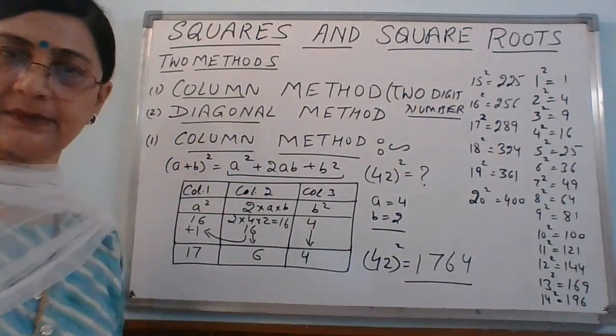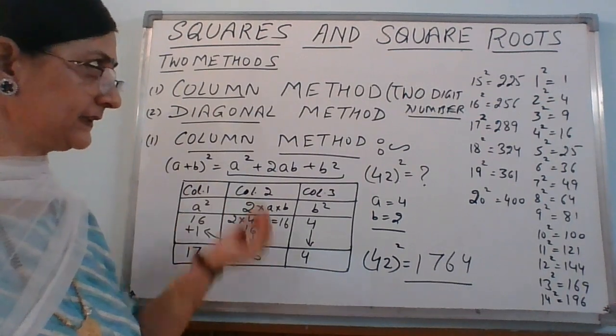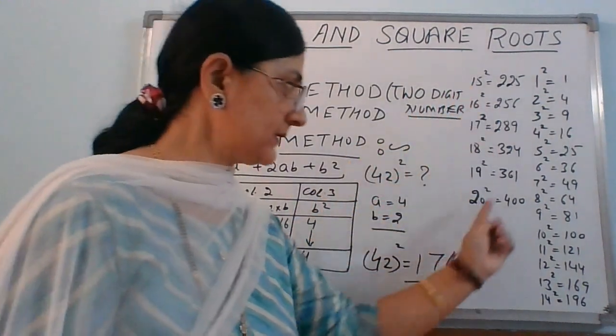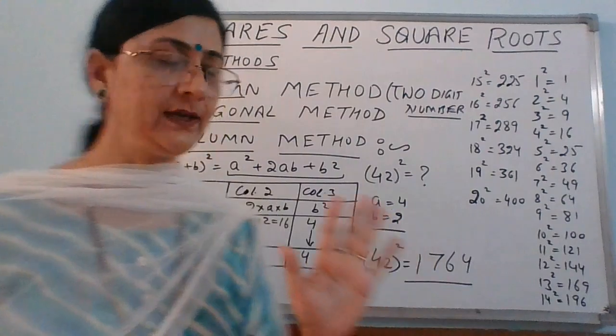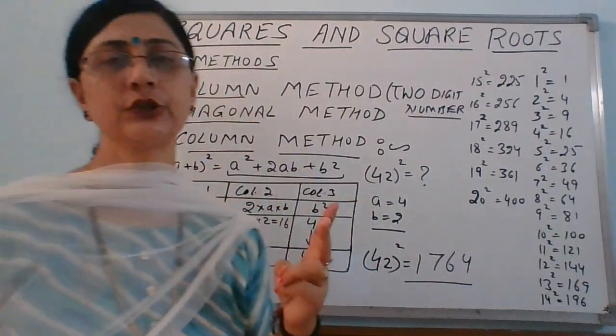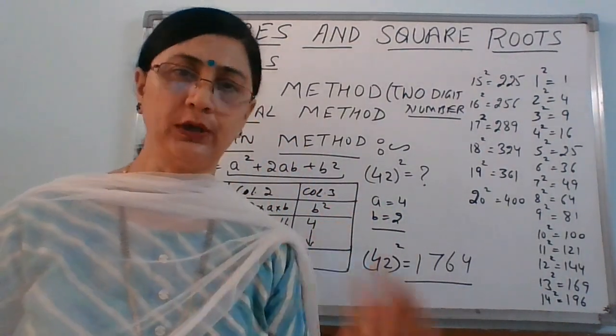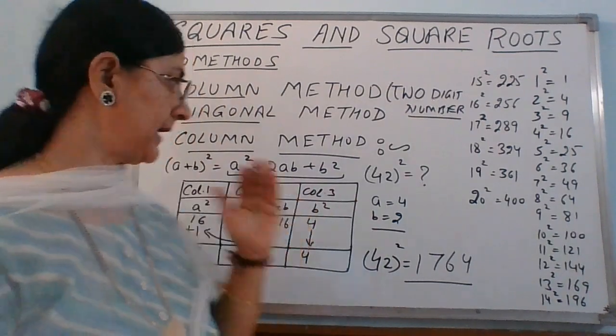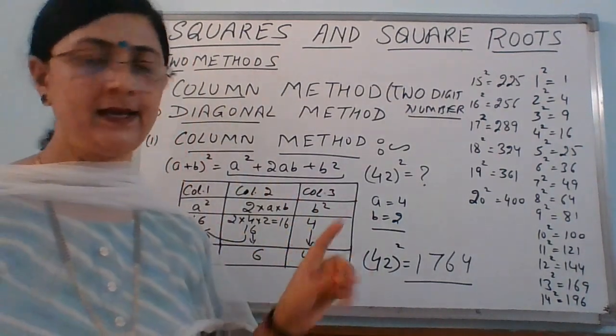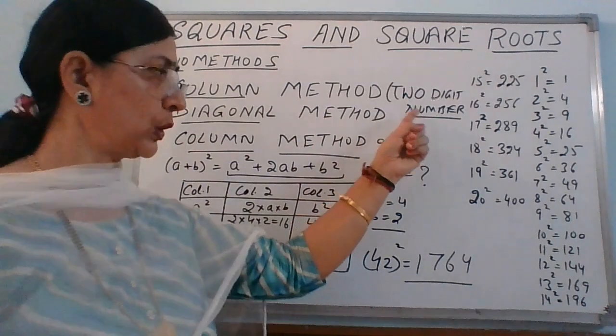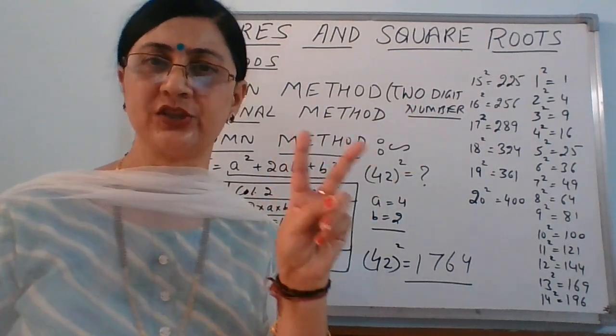You can try the other examples also. It's very simple to find squares, right? Up to 20 square you should learn by heart. Then there are two methods to find squares: the column method and the diagonal method. I have explained the column method. And one thing to note is that the column method is applied for only 2-digit numbers.